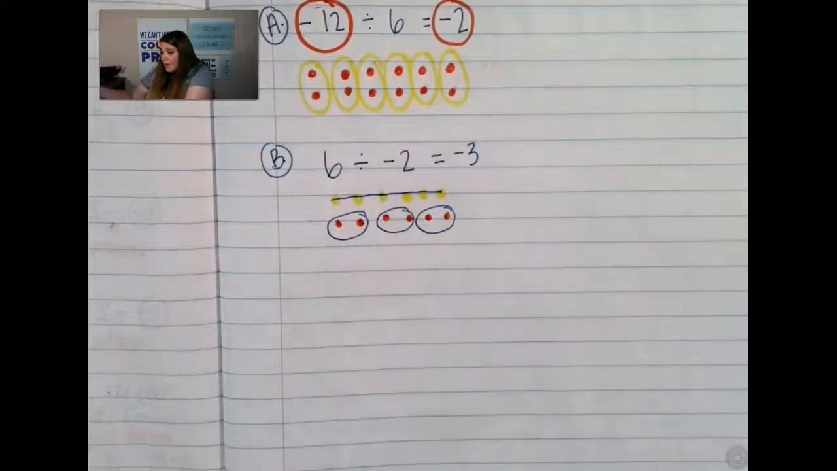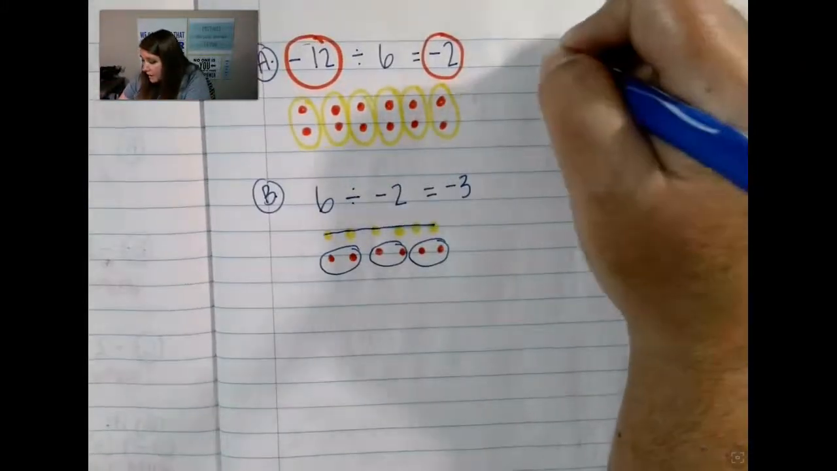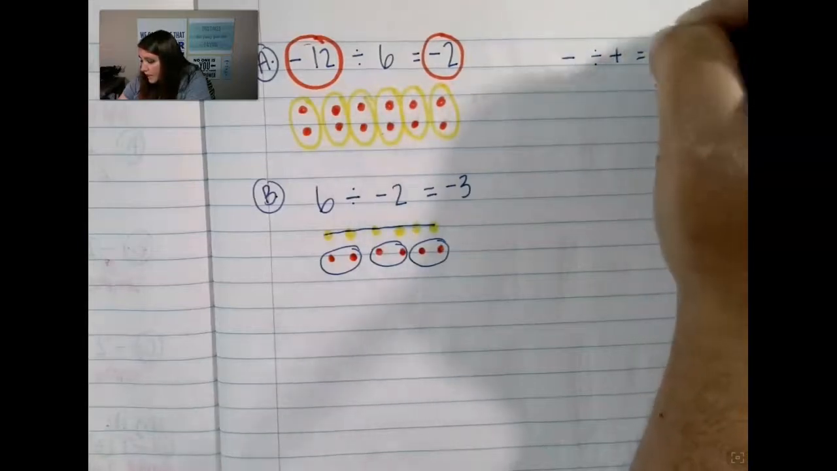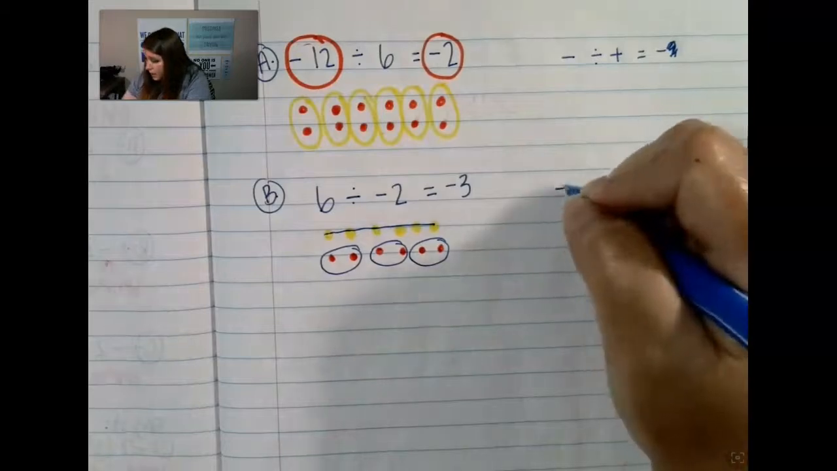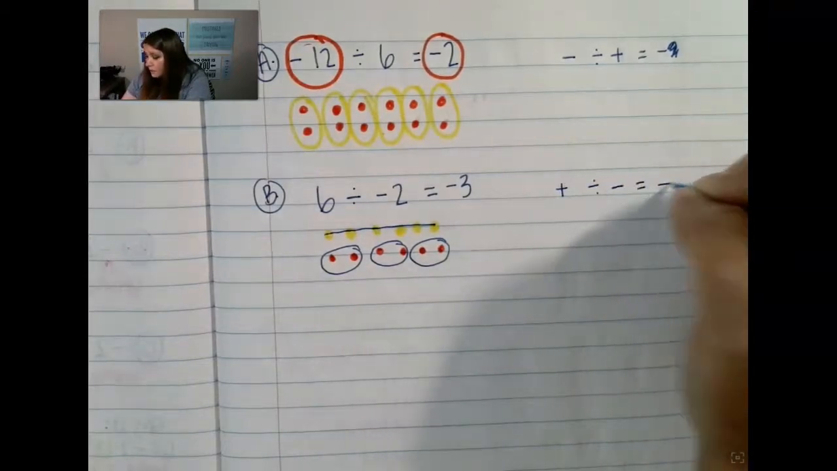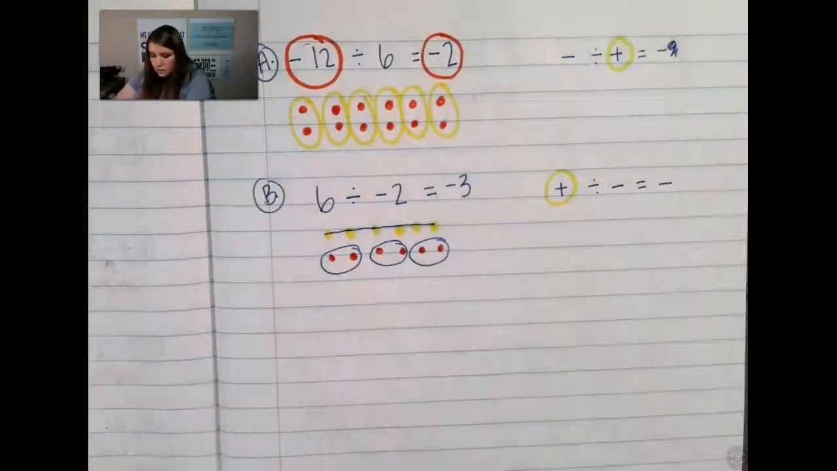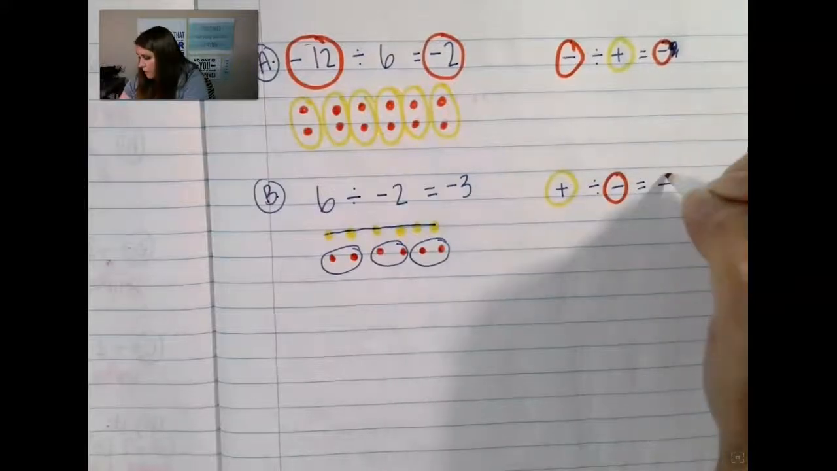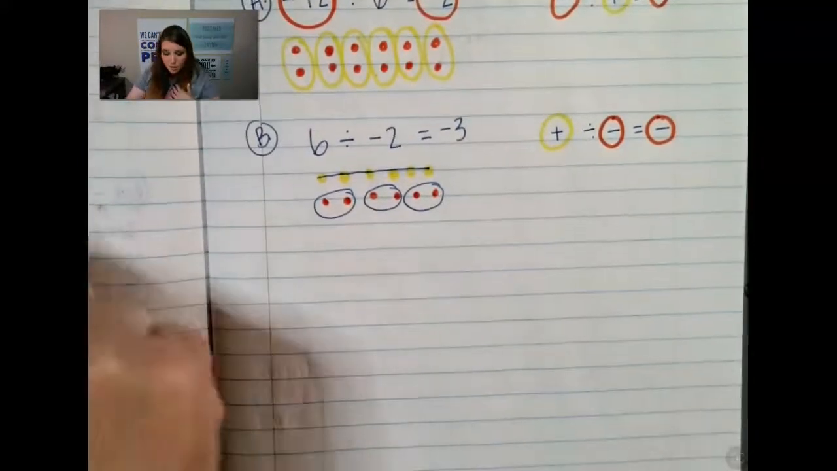So again, we can go back to our rule about a negative divided by a positive giving us a negative. And over here, a positive divided by a negative is going to give us a negative. Let's circle these things so that we can remember the rules. These rules are going to be really important as we start working to solve problems.